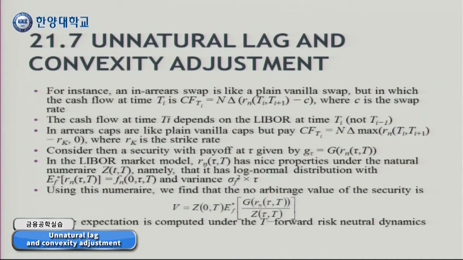For instance, an in-arrears swap is like a plain vanilla swap, but with a different cash flow time. In a usual swap contract, the cash flow occurs at T_{i+1}. But in an in-arrears swap, the cash flow occurs at T_i. That's the difference. Okay, where C is the swap rate. The cash flow at time T_i depends on the LIBOR rate at T_i, this one, not the previous one. So that makes our life slightly complicated, not T_{i-1}.